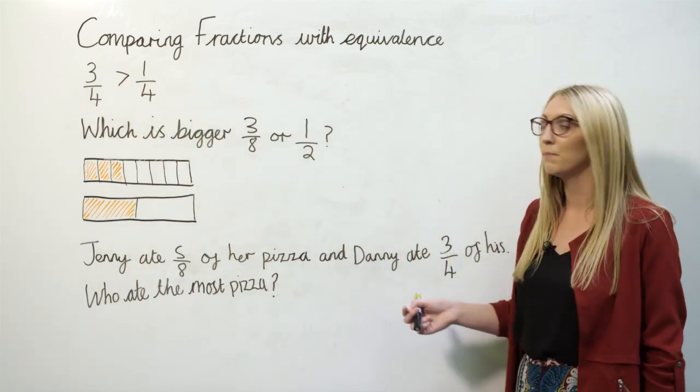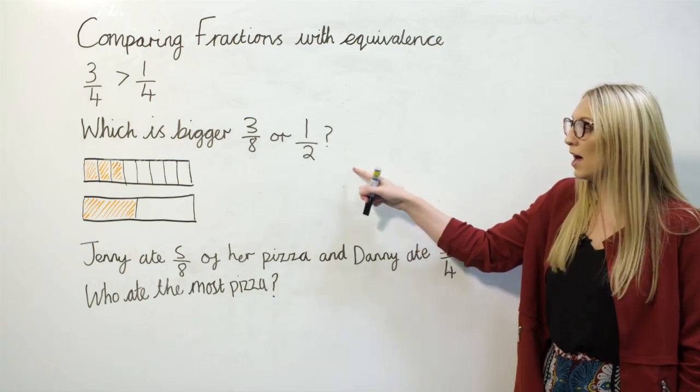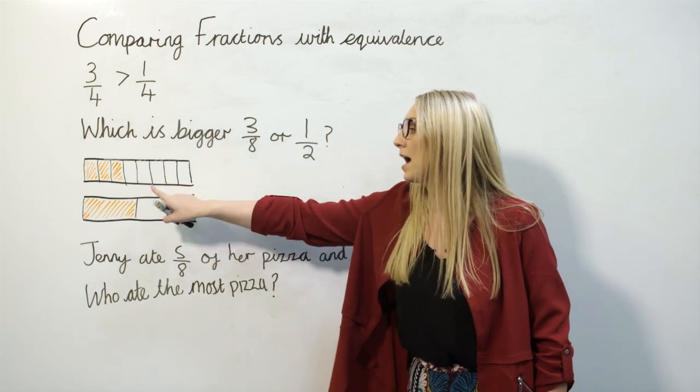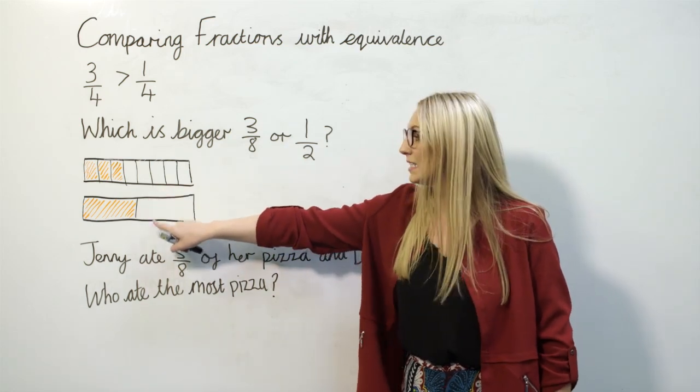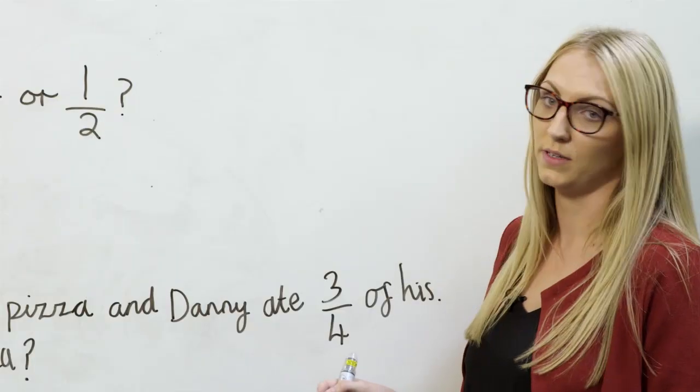Let's have a look at an example where the denominators are not the same. So to help me, I've represented this using a bar model. Here you can see I've got 3/8 and a half, and it's clear to see that 1/2 is greater than 3/8. But we could have worked that out using equivalents.